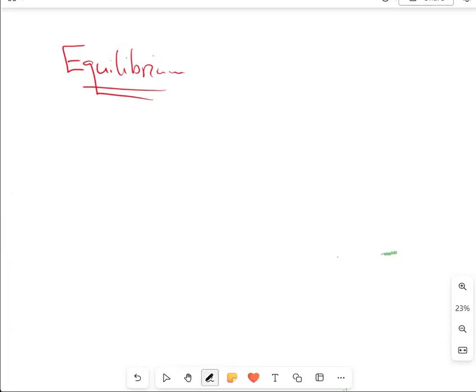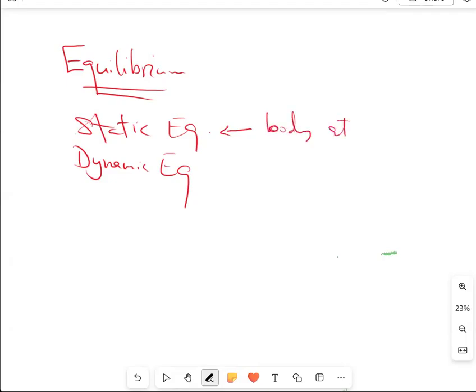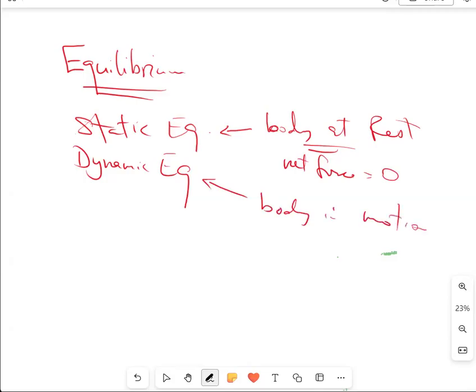You can have what you call static equilibrium, and you can have dynamic equilibrium. When you speak of static equilibrium, it is usually when the body is at rest and the net force equals zero. And dynamic equilibrium is a body in motion, and yet the net force is equal to zero.